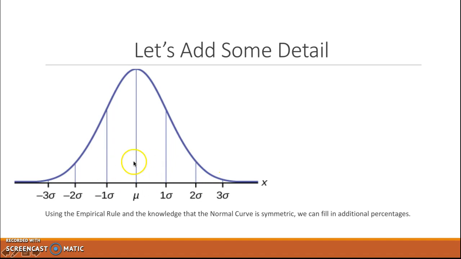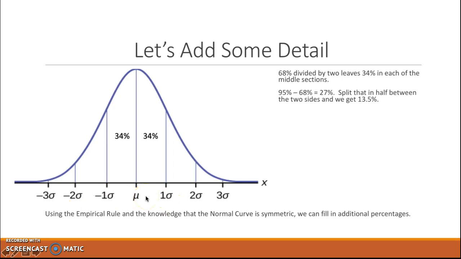We know that within one standard deviation is 68%, so split in half, each one of those two is 34. We know that two standard deviations away is 95, but we've already used the middle 68, so we take 95 minus 68, which gives us 27 split between this section, and split in half evenly gives us 13.5.